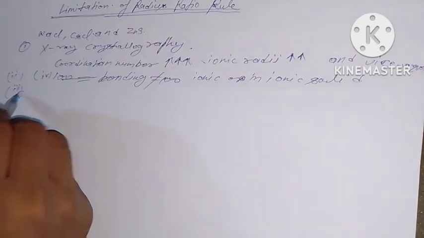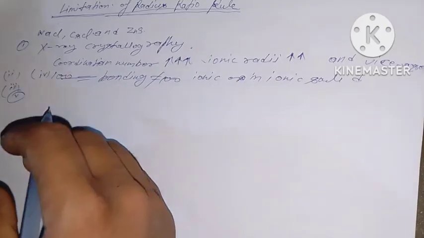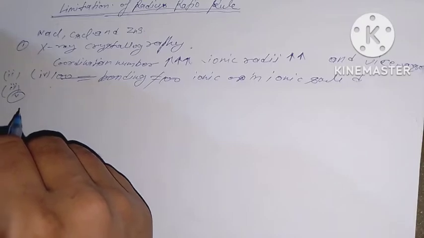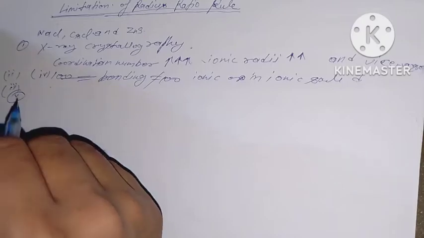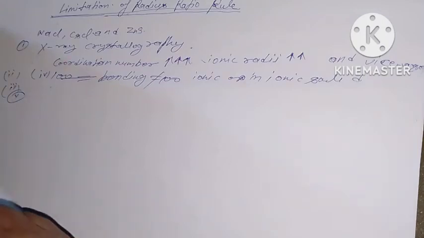Fifth point. Ions do not behave as hard inelastic spheres. They are sometimes fitted into holes that are slightly too small, due to which the ions are compressed. Thus, distortion is produced in the crystal lattice.